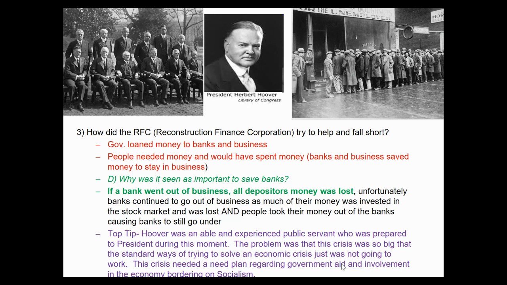The problem was that this crisis was so big that the standard way of trying to solve an economic crisis, which was basically just letting it run its course, was too big. America was so devastated that people were on the verge of literally burning stuff. Maybe this capitalism thing and democracy doesn't work. Maybe we should experiment with communism, right? This crisis needed a plan regarding government aid and involvement that bordered on socialism. And the Republicans at this time, the people sitting in the upper left-hand corner, were all the business leaders of America, and they didn't understand that the way to solve this was not to give the money just to the businesses, it was to get it to the people.